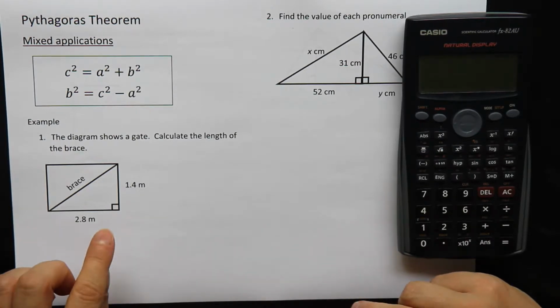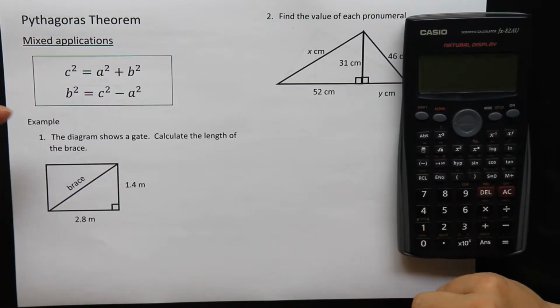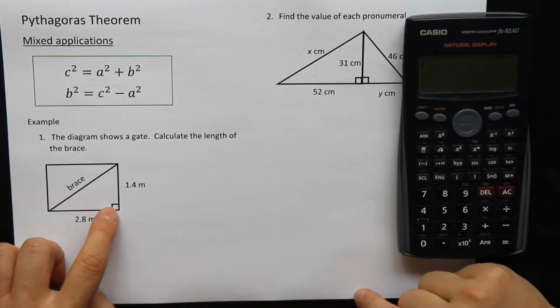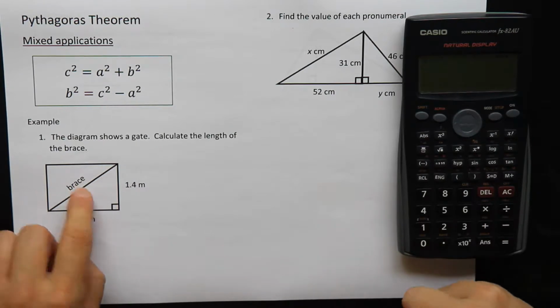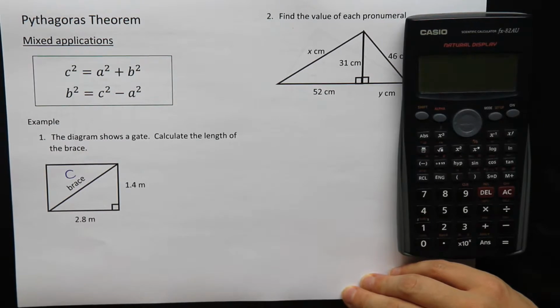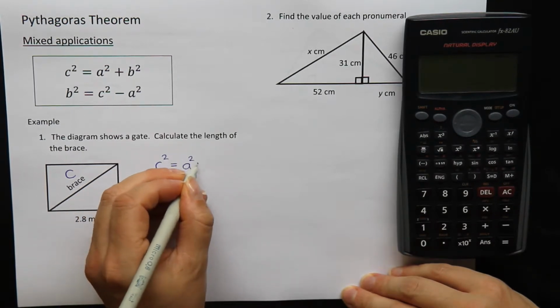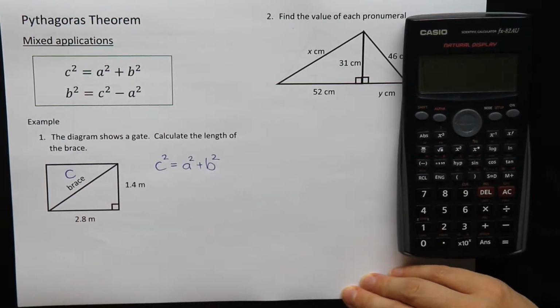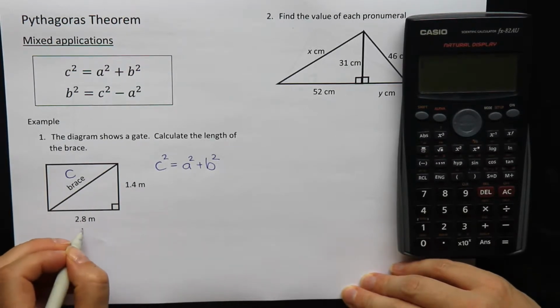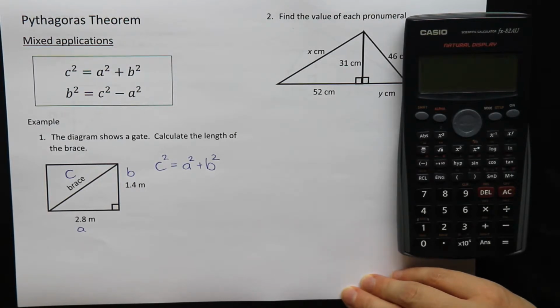So, are we using the first formula or the second? Are we finding the hypotenuse or are we finding a shorter side? Well, here is my right angle, and straight across from that is my hypotenuse, and that is the one I'm trying to find. So I'm trying to find the hypotenuse, which means I need the formula c squared equals a squared plus b squared. The a and the b can be either one of these. You can have them the other way around if you like, you'll still get the same answer.